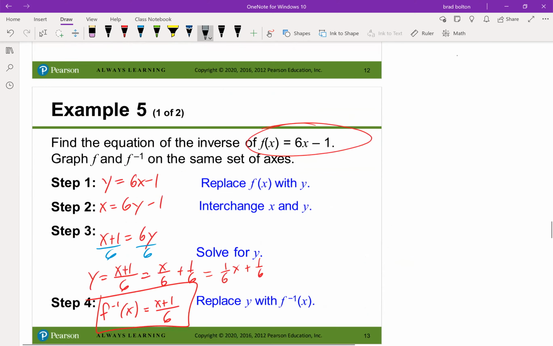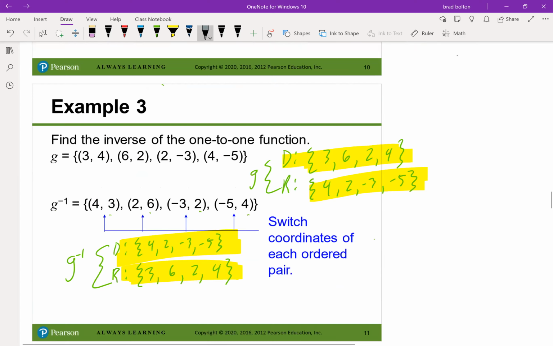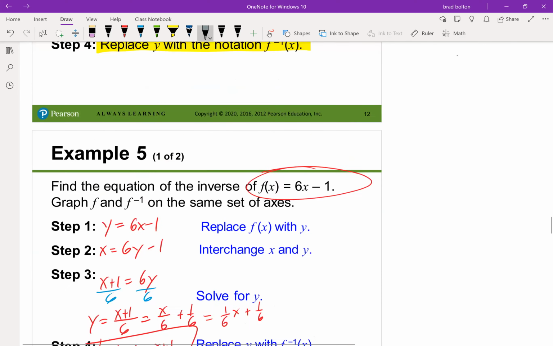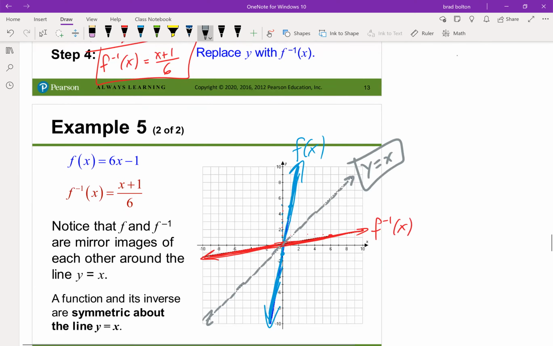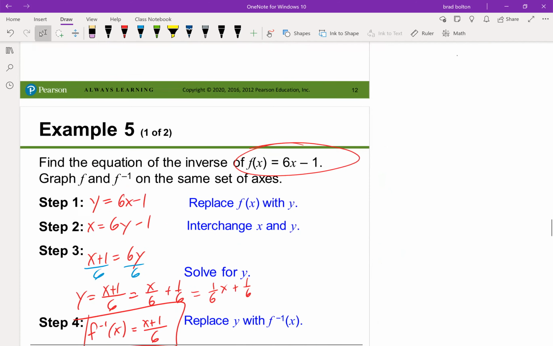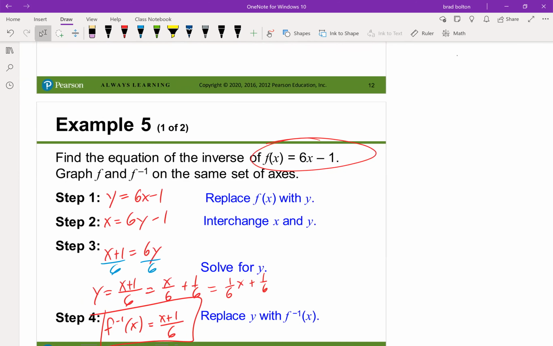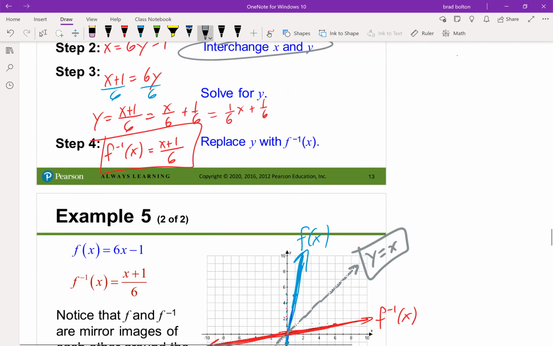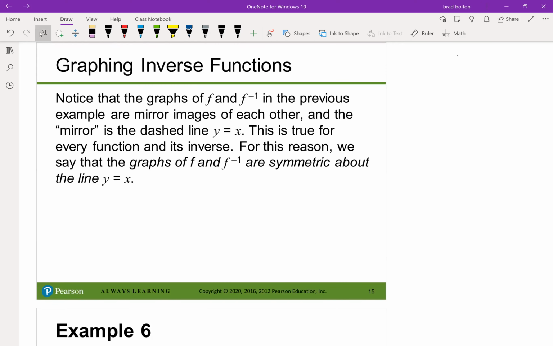So here we know that the domains and ranges flip-flop, and here we know that they're reflections across this line, but almost all of it has to do with the way we built it. We interchange the x's and the y's, so that builds this special relationship between an inverse and its function. Notice that the graphs of f and f inverse in the previous example are mirror images of each other, and the mirror is the dashed line y equals x. Like I was saying, that's the reflection line.